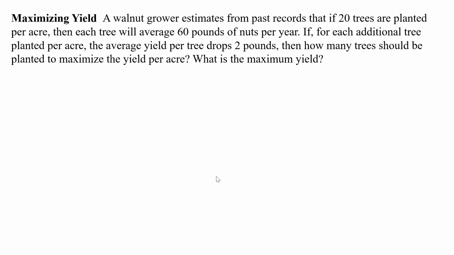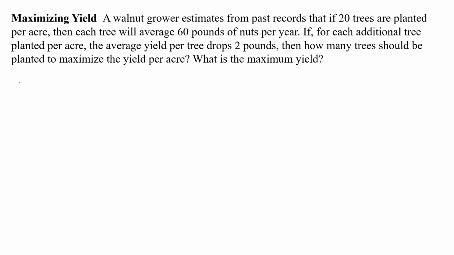All right. So on this one, we have a walnut grower estimating from past records that if 20 trees are planted per acre, then each tree will average 60 pounds of nuts per year. If for each additional tree planted per acre, the average yield per tree drops 2 pounds, then how many trees should be planted to maximize the yield per acre, and what is the maximum yield? And hence, the reason this is maximizing yield.